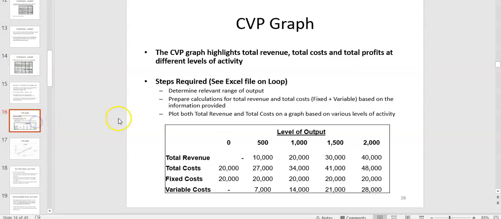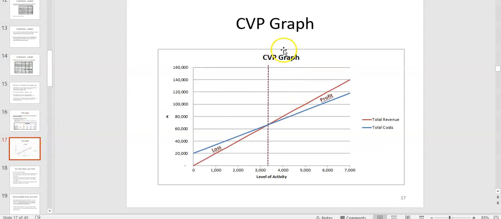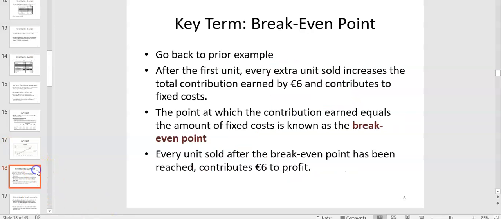So when we come back then, I've identified now where my total costs overlap with my total revenue, which means I neither made a profit nor a loss. The total revenue for the year just covered the total costs. And this is the next key term we're looking at, the break-even point. And we're trying to figure out how many units at €6 per unit contribution do we need to sell so that we break even, i.e.